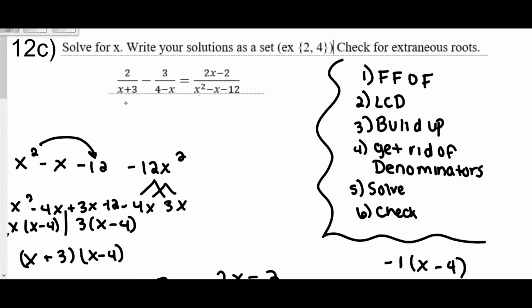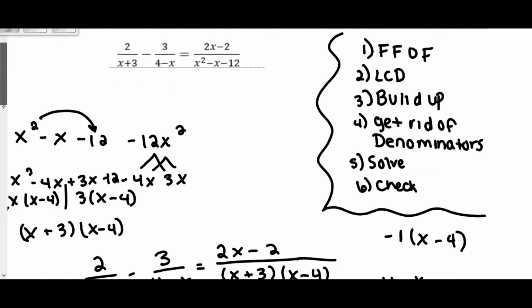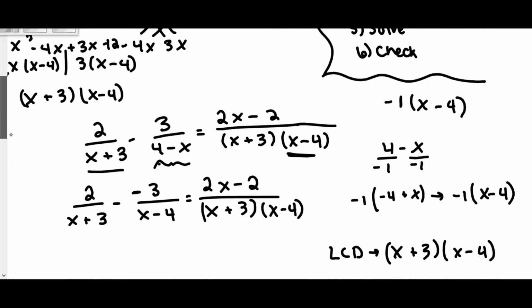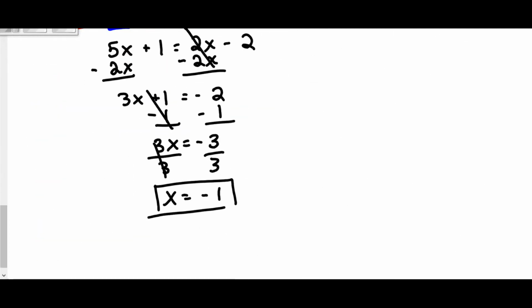So x plus 3, if I plugged in a negative 1, I wouldn't get 0, so we're good. 4 minus x, if I plugged in a negative 1, I wouldn't get 0, so we're good. X squared minus x minus 12. I'm just going to look at the factored form of it, because x plus 3 times x minus 4 is the same thing as that, but it's just easier to see if I'd get 0. So if I plugged in a negative 1 to this, I wouldn't get 0. So negative 1 is a solution. We don't have any extraneous roots, and we don't need to reject anything.